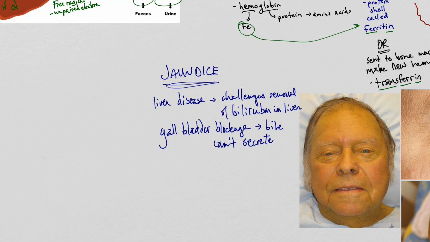Or you could have some kind of anemia, which is damage to your red blood cells inside of your blood, and so that bilirubin is spilling out inside of your blood vessels rather than actually being broken down in your liver.